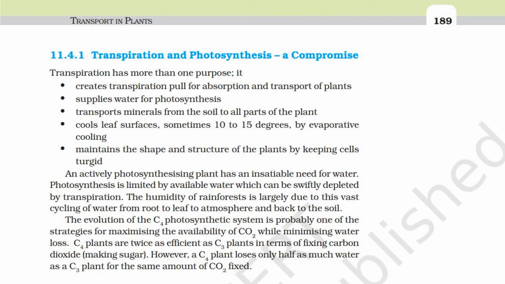An actively photosynthesizing plant has an insatiable need for water. Photosynthesis is limited by available water, which can be swiftly depleted by transpiration. The humidity of rainforests is largely due to this vast cycling of water from root to leaf to atmosphere and back to the soil. The evolution of the C4 photosynthetic system is probably one of the strategies for maximizing the availability of CO2 while minimizing water loss. C4 plants are twice as efficient as C3 plants in terms of fixing carbon dioxide, making sugar. However, a C4 plant loses only half as much water as a C3 plant for the same amount of CO2 fixed.